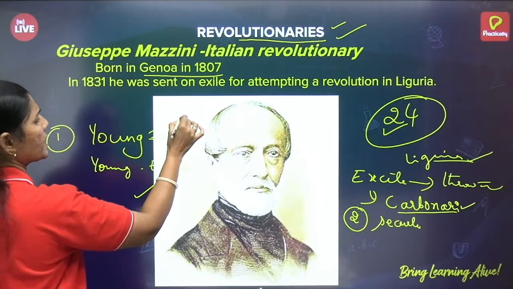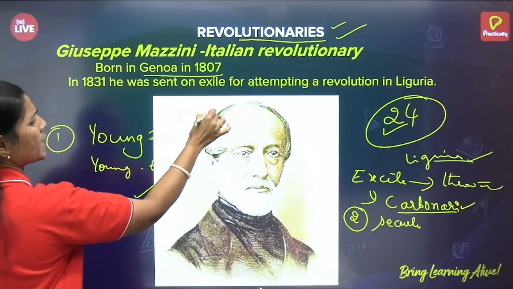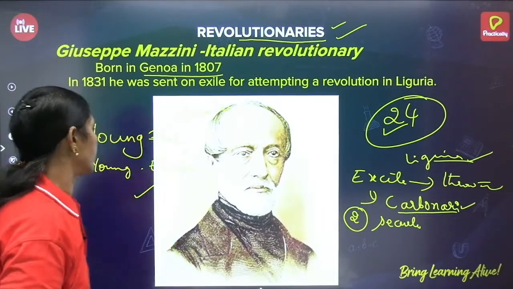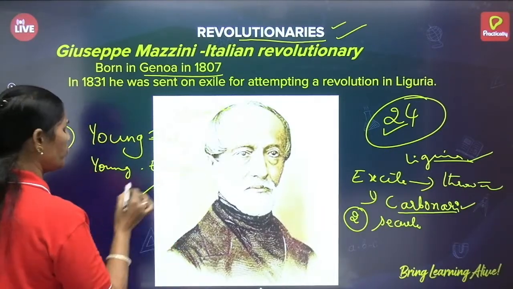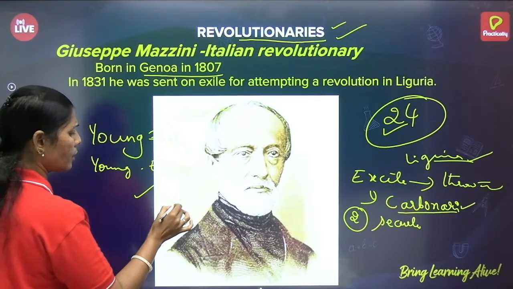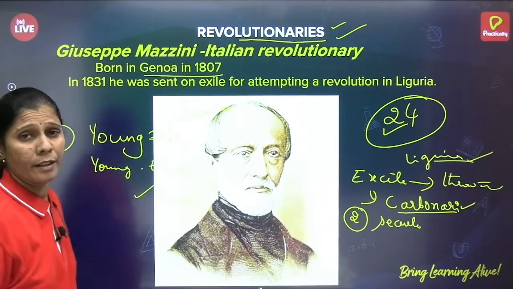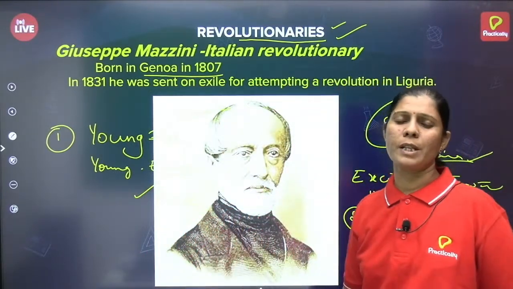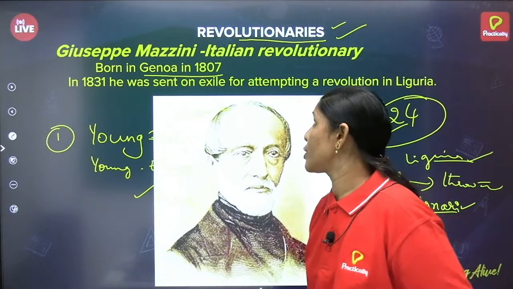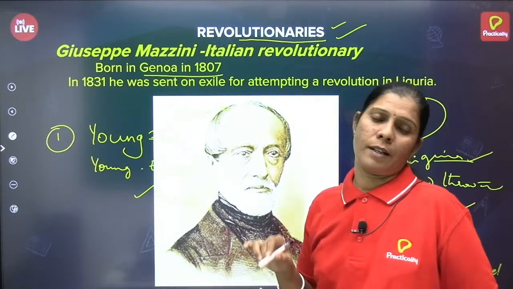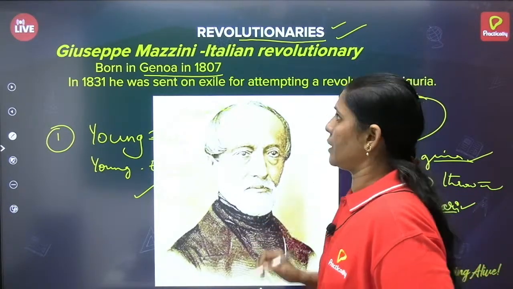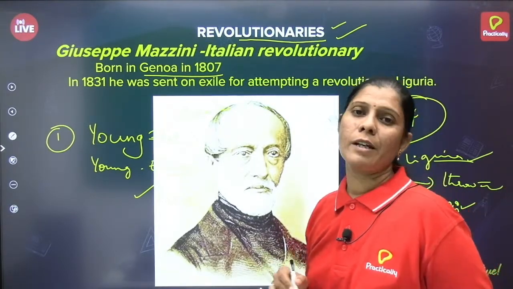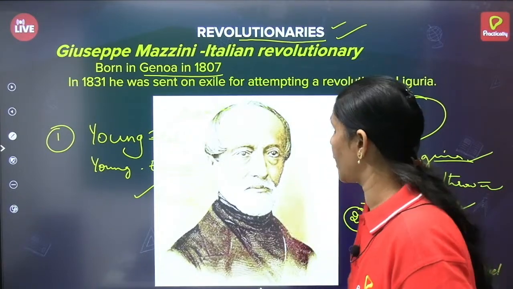One is at Marseilles. Marseilles is a famous city in France. And Young Europe is in the city of Berne. At these two secret societies, he encouraged the people, initiated the revolutionary activities, and trained the people in revolutionary activities. So what is his role in Italy? We will learn in the unification of Italy.